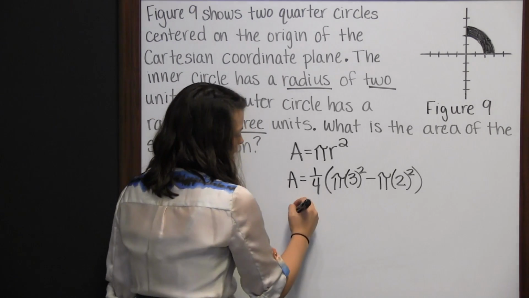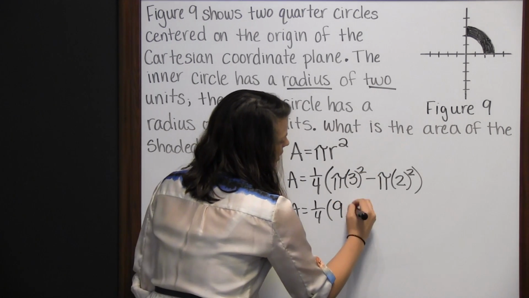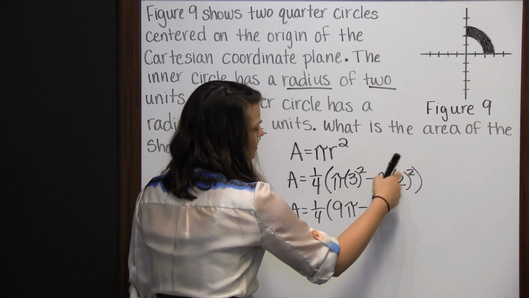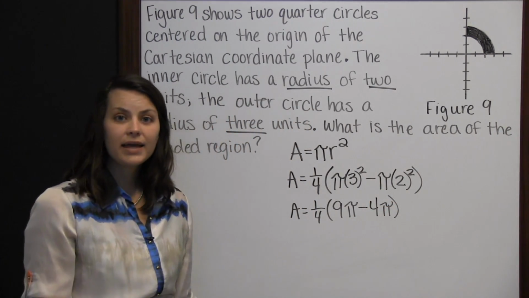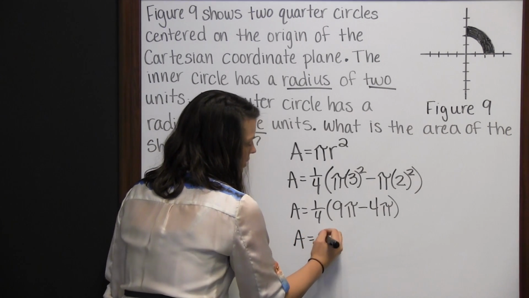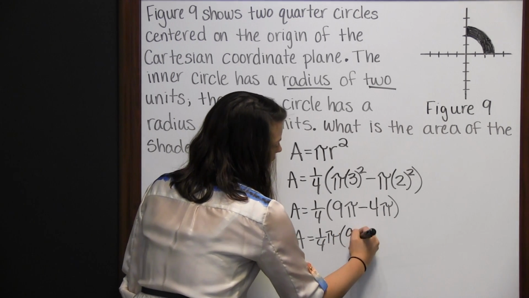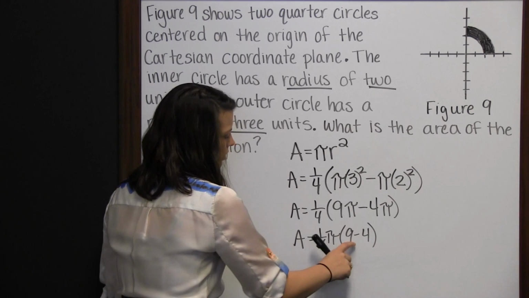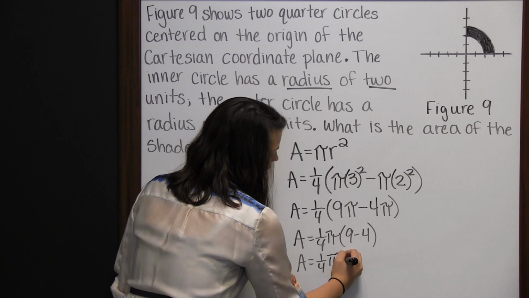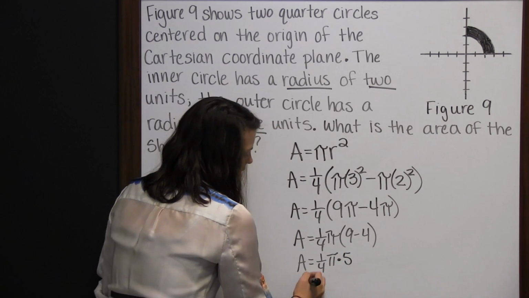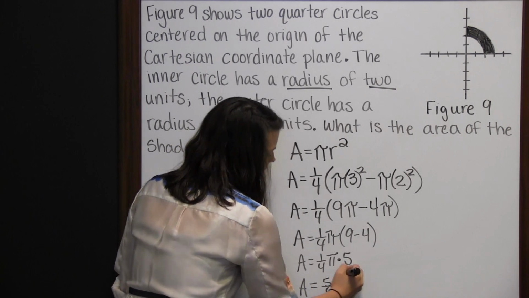And now let's simplify that. So we get area is 1/4 of 3 squared is 9, so 9 pi, minus 2 squared is 4, so 4 pi. Now, since each one of these terms has a pi in it, we can factor the pi out. So we get area equals 1/4 pi times the quantity 9 minus 4. And then we can simplify 9 minus 4, so we have area equals 1/4 pi times 5. And 1/4 times 5 is 5/4, so that's 5/4 pi.